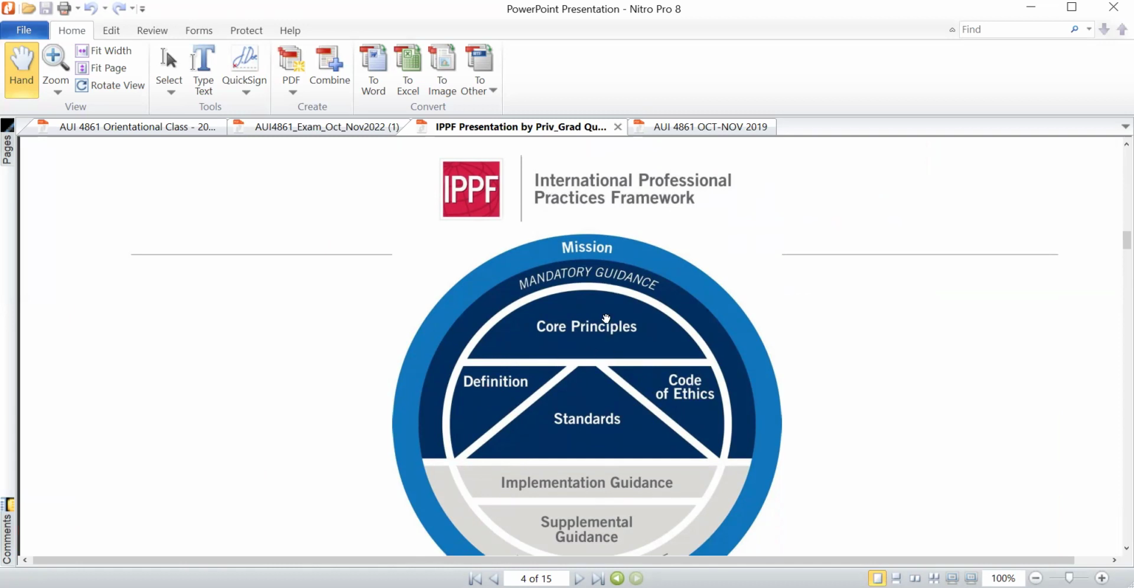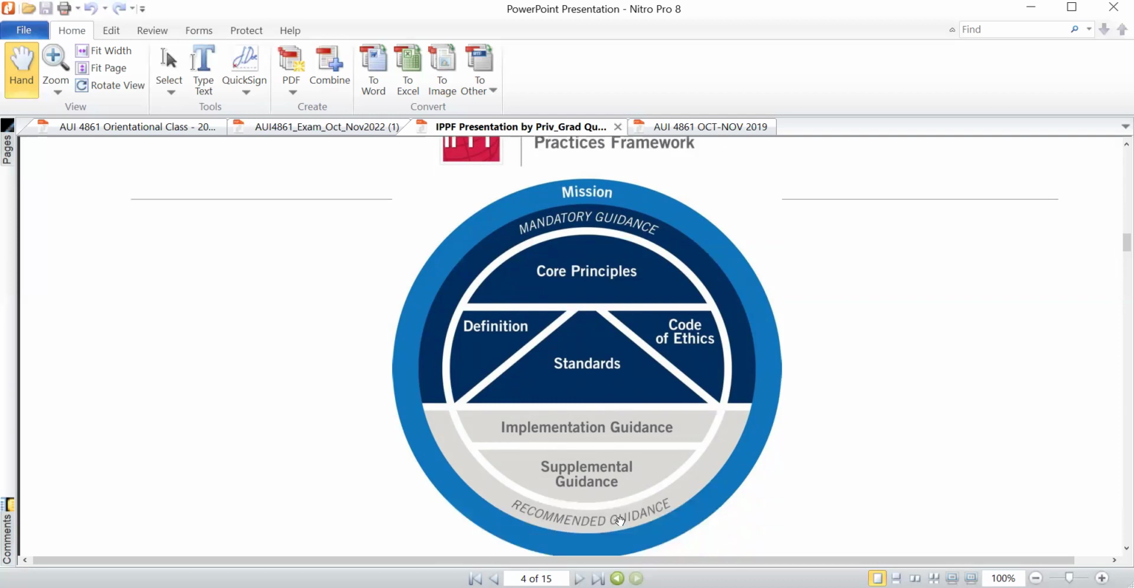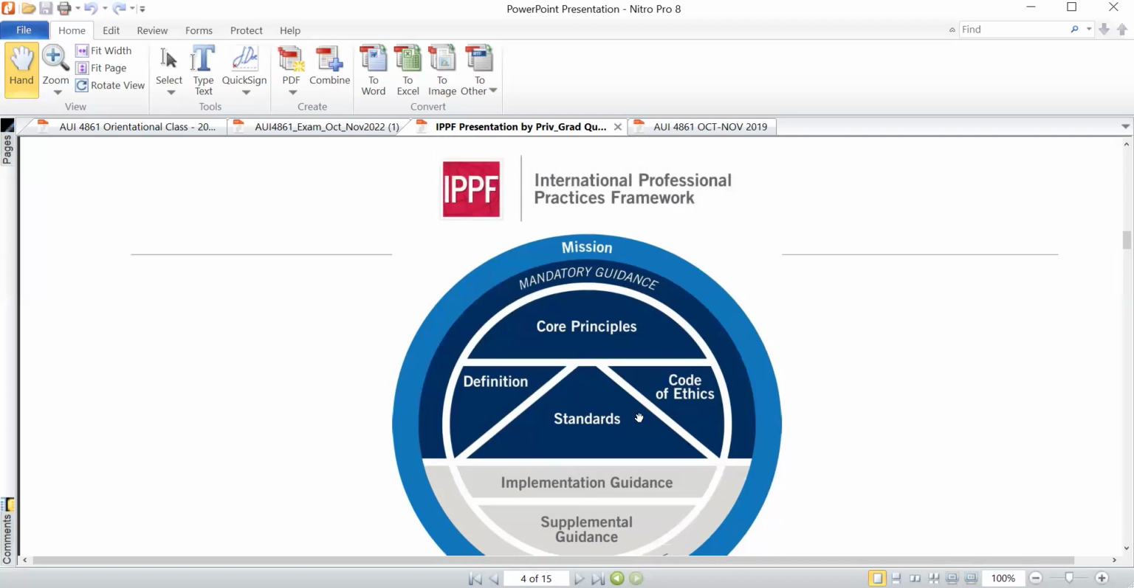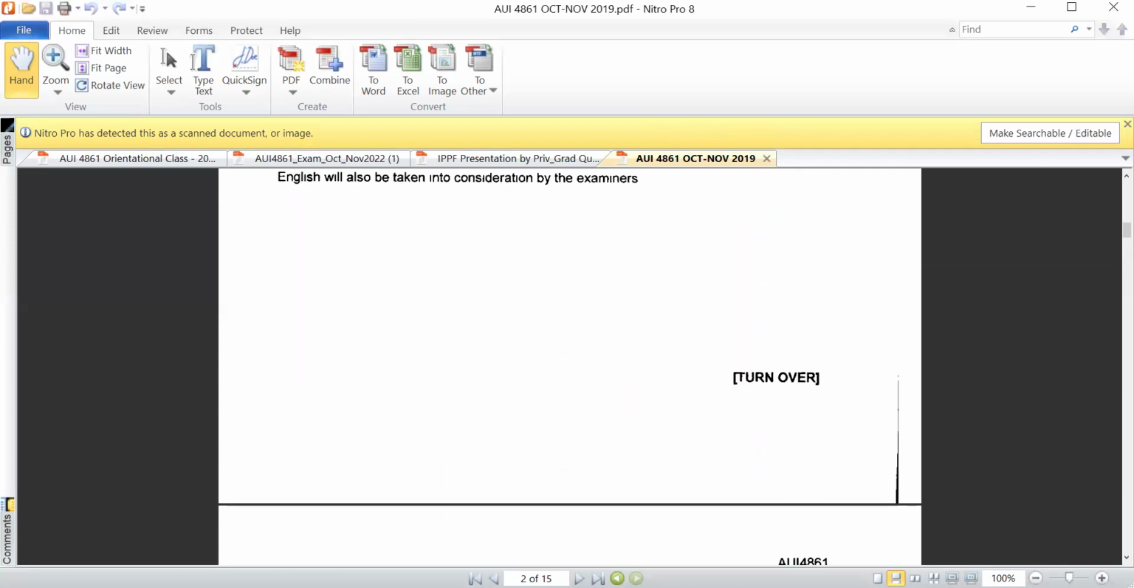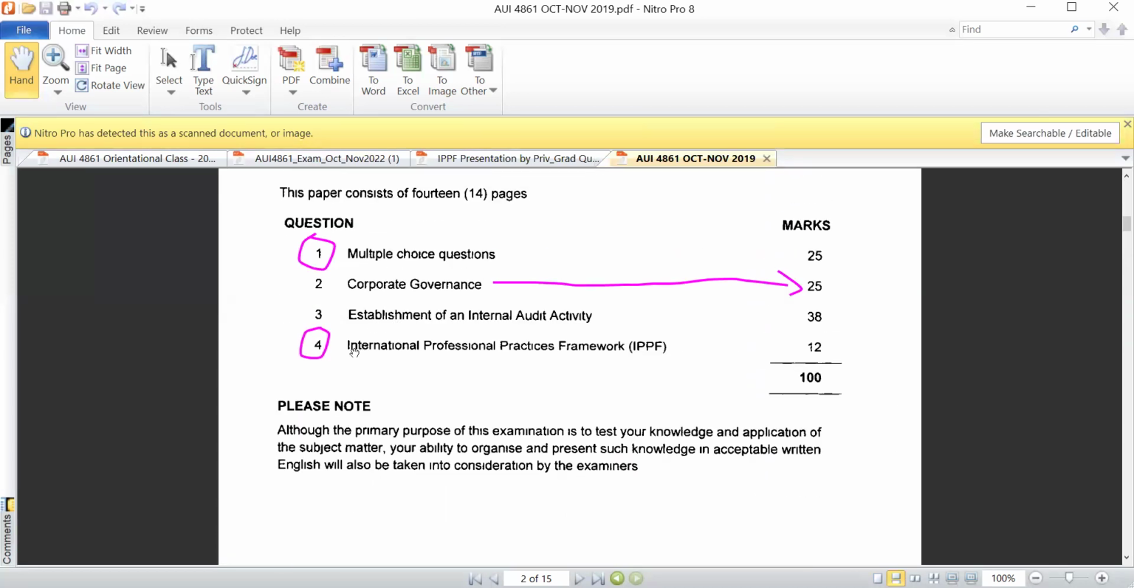Then obviously we distinguished between the two broad categories of the IPPF framework, namely the mandatory guidance and the recommended guidance, right? So today I would like to proceed further with the mandatory guidance, but precisely with respect to the IPPF standards. And then I would also endeavor to discuss one of the past exam papers from October, November 2019. We will be looking at question 4 in that respect, right?